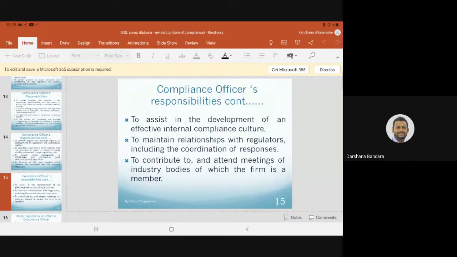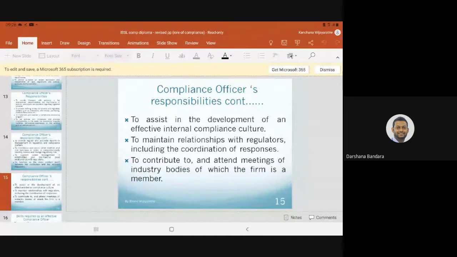Now, then you will have those relationships with the regulator, to contribute to and attend meetings. We are moving to the next point, industry bodies of which the firm is a member. Right. What does this mean? If you are a member of, for example, the Association of Compliance Officers of Banks, it's an industry body that has been framed to bring uniformity among banks in complying with regulations, to talk to the regulator in one voice representing the entire banking industry, right? To discuss the problems, to respond to various consultative papers. So those types of forums are there, right?